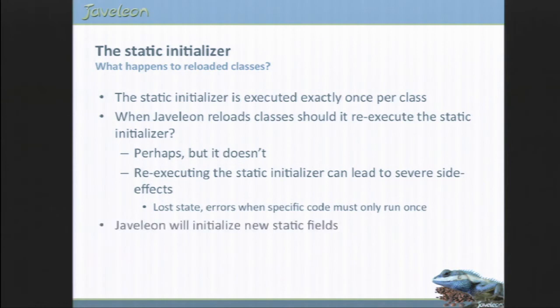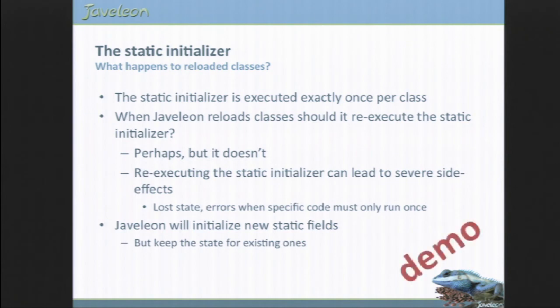So what could we actually do to make this a little bit better? Well, Javillian has some nice support for initializing new static fields. If you add a new static field, we will pick up the code to initialize that specific field without touching any of the other things in the static initializer. That means we keep the state for the static stuff. And Michael will briefly show how this works in the application.